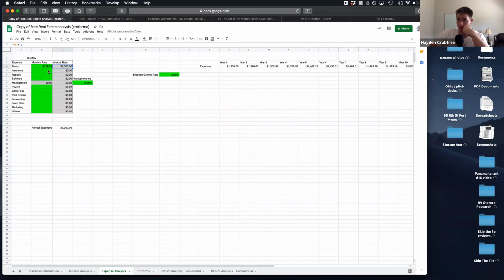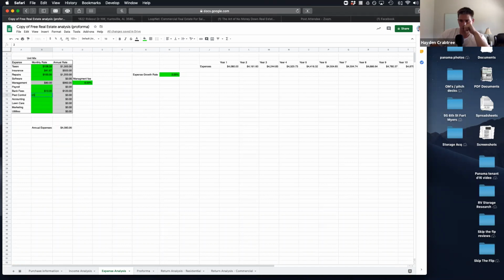Then we just type in all of these different expenses. For insurance, I'm just going to guess here because I don't know the Huntsville market that well, but $500 annual, divided by 12 for the monthly. Let's call it $100 a month in repairs. There's going to be no software. Let's say we pay a property manager 8% to manage the property for us. Bank fees, let's call it $10 a month for an account.